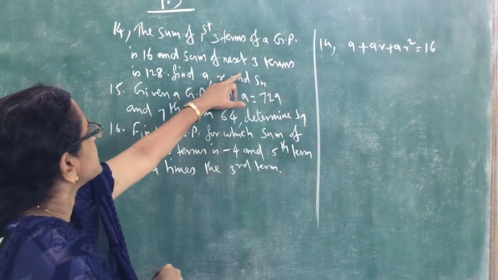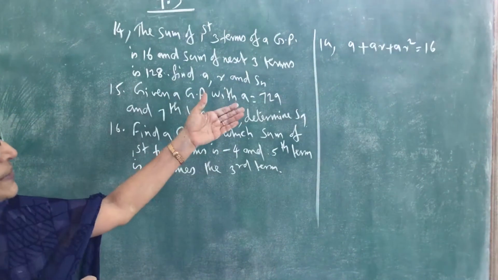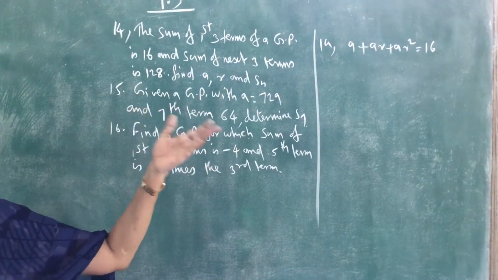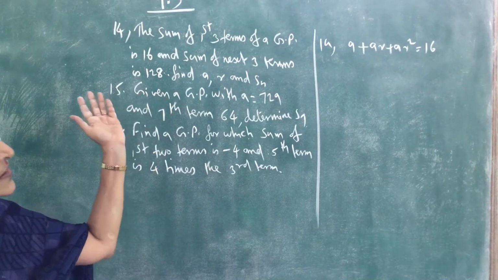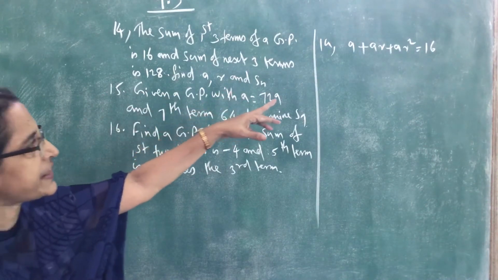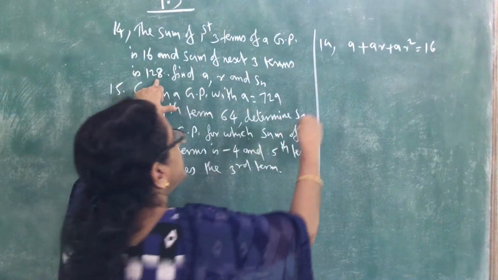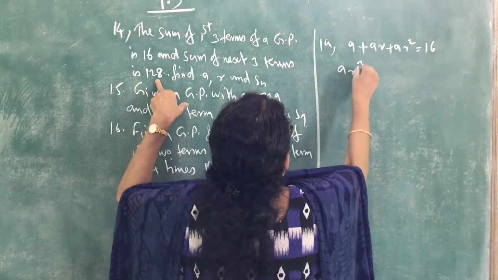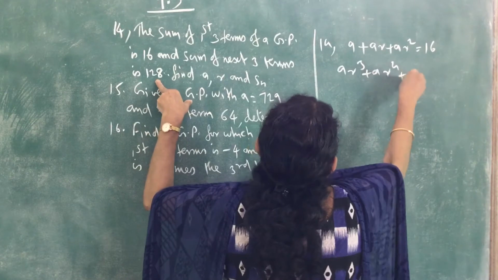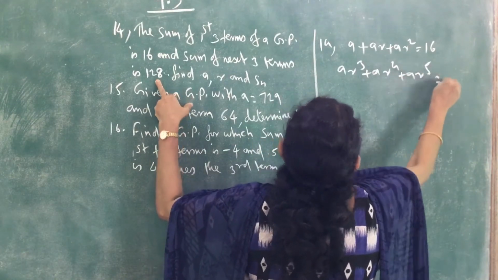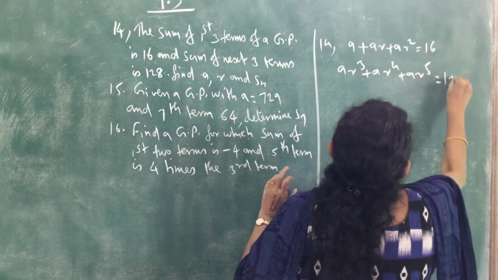And the sum of next three terms. So the next term is AR cube, next AR raised to 4, AR raised to 5. Like that the terms. So sum of first three terms 16, and sum of next three terms 128. That is AR cube plus AR raised to 4 plus AR raised to 5 equal to 128.